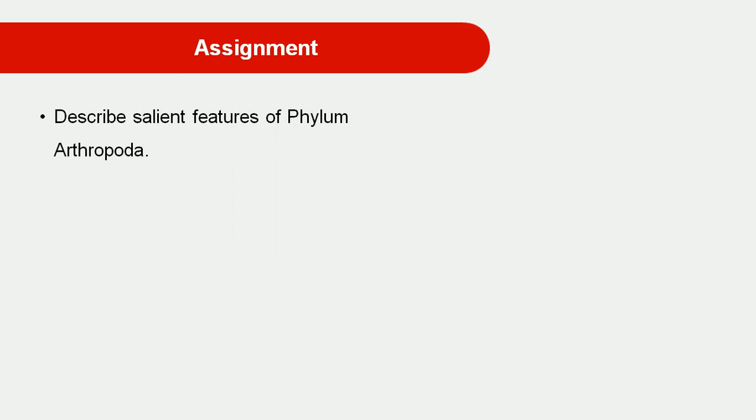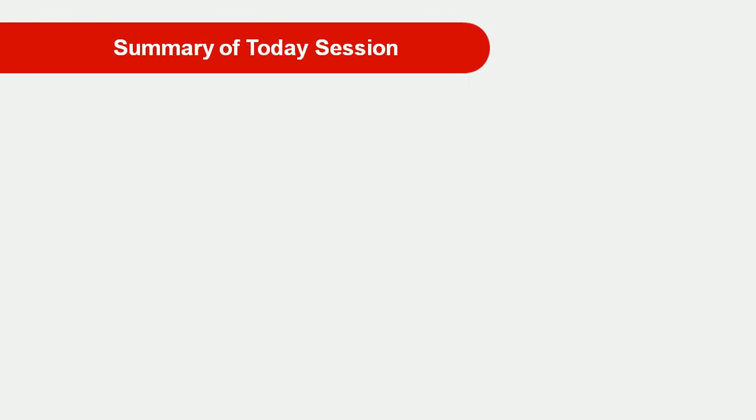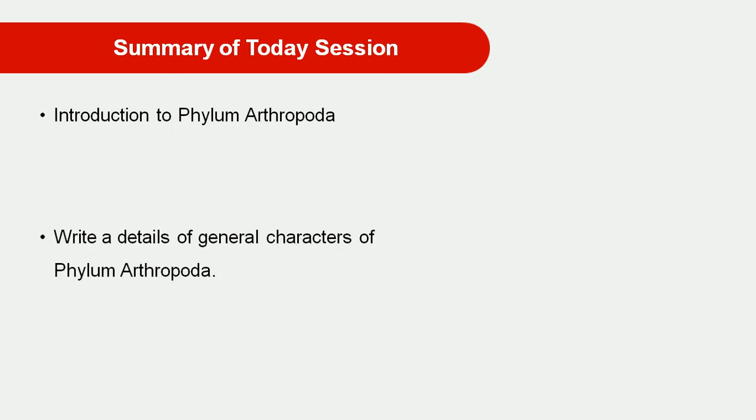Now a quick review of today's session as a summary. Very first, we discussed the introductory information of the phylum Arthropoda. Arthro means jointed, and poda means leg. All these animals have jointed appendages, and they are put in the phylum Arthropoda. This is the largest phylum in the kingdom Animalia. About 6 to 9 million species are reported in this group. And we went through a detailed review of the general characters of the phylum Arthropoda.